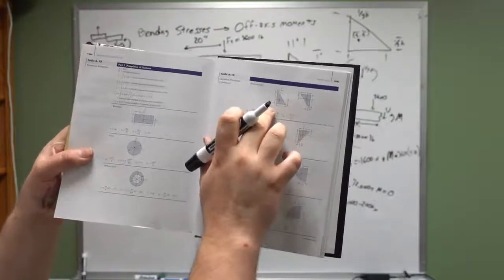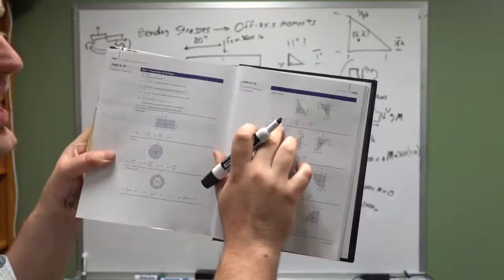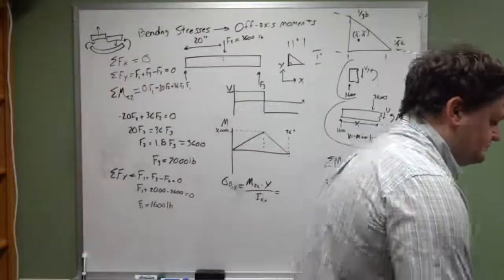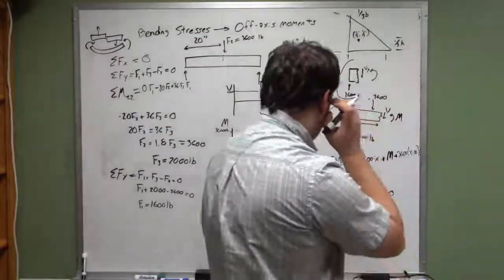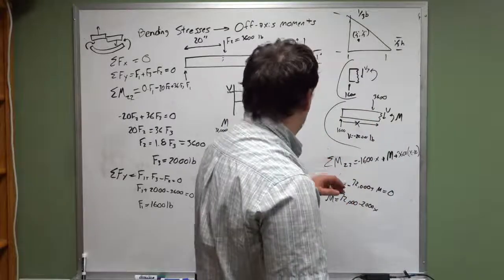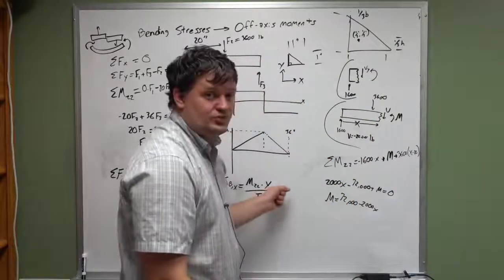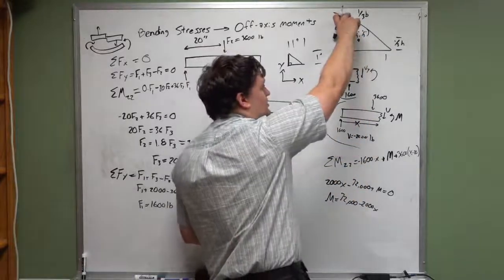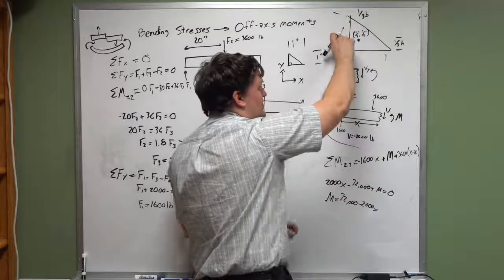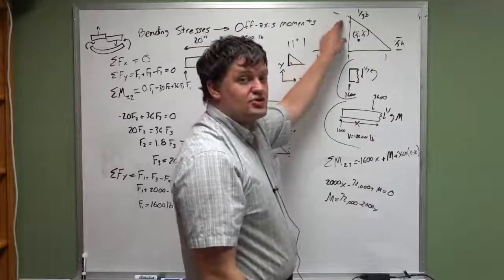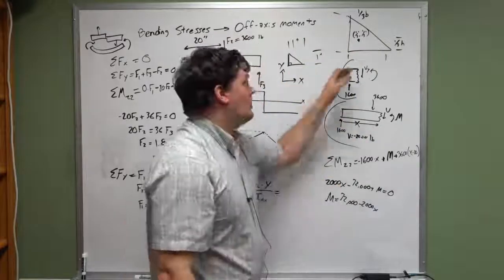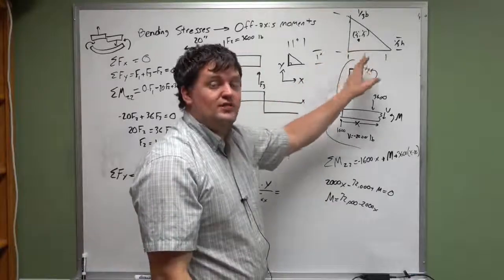We know what our B and H are. IX is BH cubed over 36. Now the maximum Y value for this top is larger than this Y value at the bottom. We're going to be seeing a higher stress at the top of the beam than we are at the bottom. Why? Because of the shape of that beam.